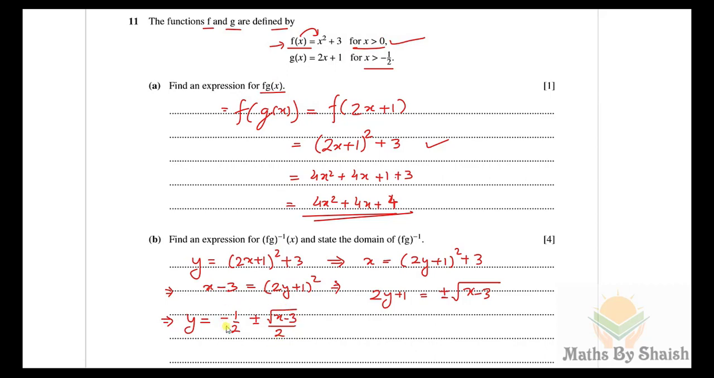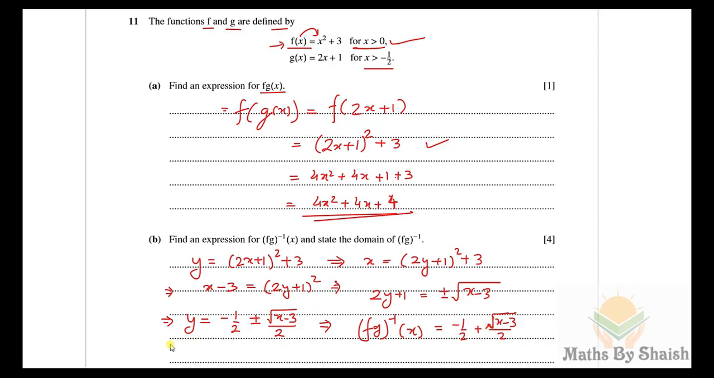So in order to get this value as greater than 0, we require this to be positive, otherwise minus half, and if you are subtracting any positive number it will always be negative. So since the domain for f of x is greater than 0, it means this is the domain for fg of x as well, and hence this would be the range for fg inverse, and hence we can decide from here that it should not be negative. So we'll write from here fg inverse of x is equal to minus half plus root x minus 3 over 2.